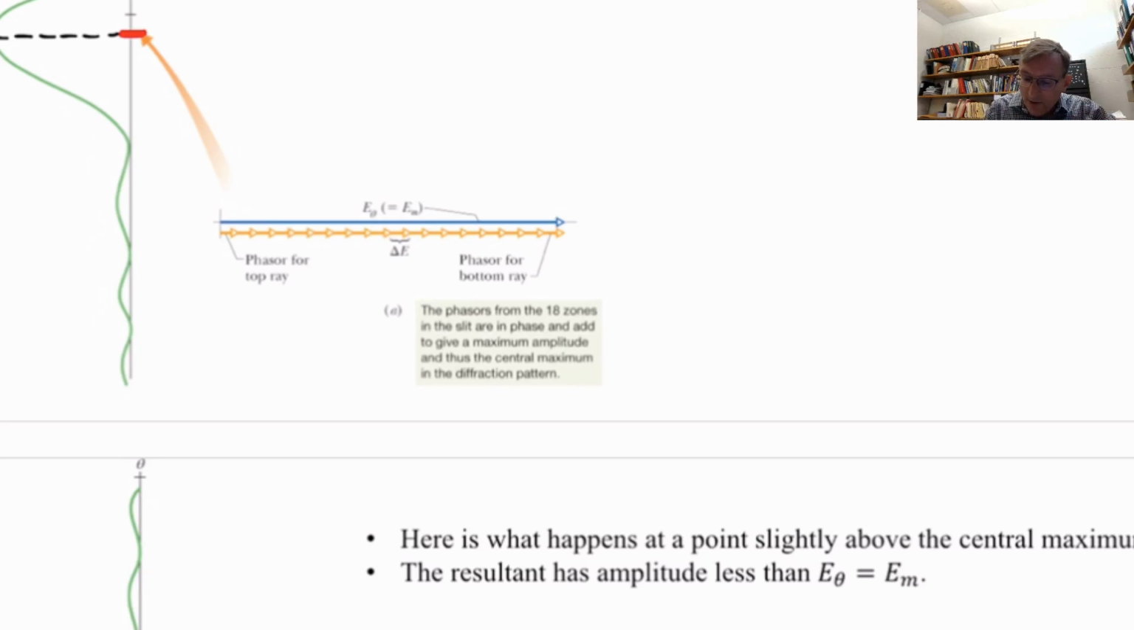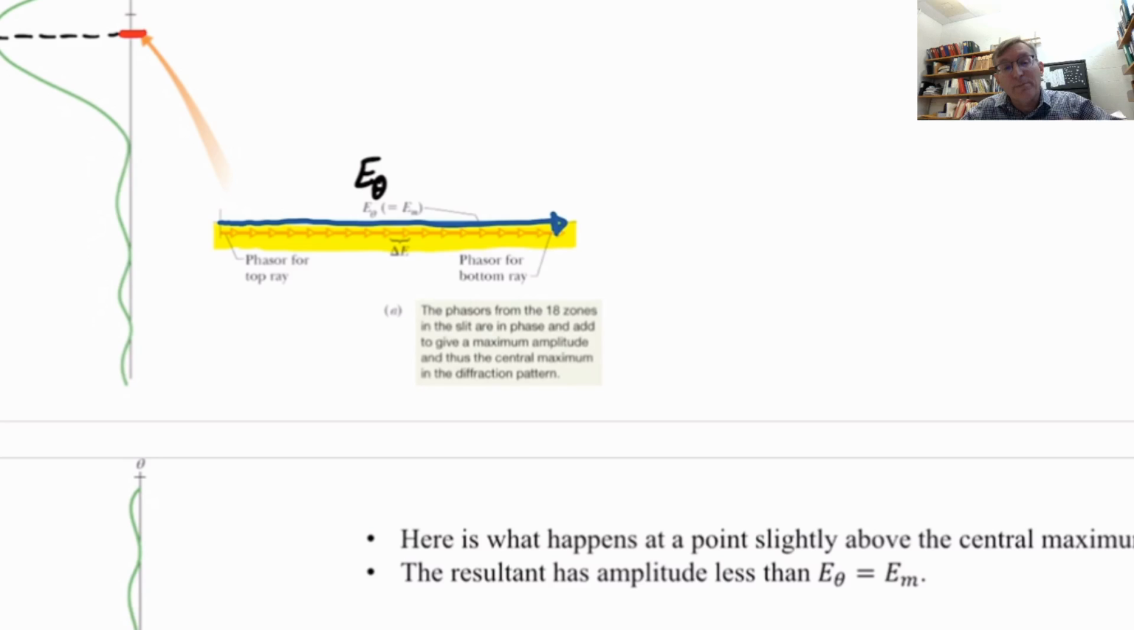So the little arrows, they're drawn here in this orange color. Each one's in phase with the other. So they just draw the arrows all pointing in the same direction, each with a length delta E to represent the amplitude. And because they're all in phase, they all point in the same direction. And then you just use the rule for vector addition to get the resultant. You draw an arrow from the tail of the first to the tip of the last one. And that length is the amplitude of the net or resultant wave. And that's what this book is calling E theta.